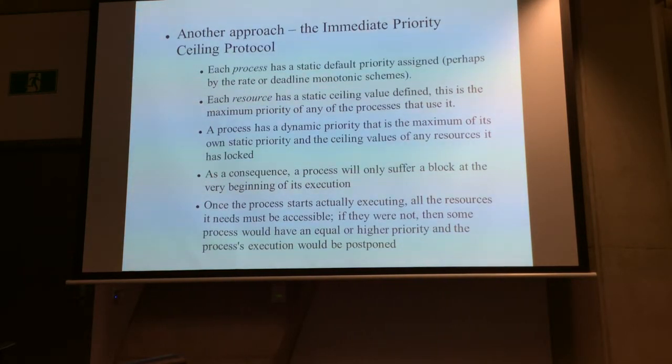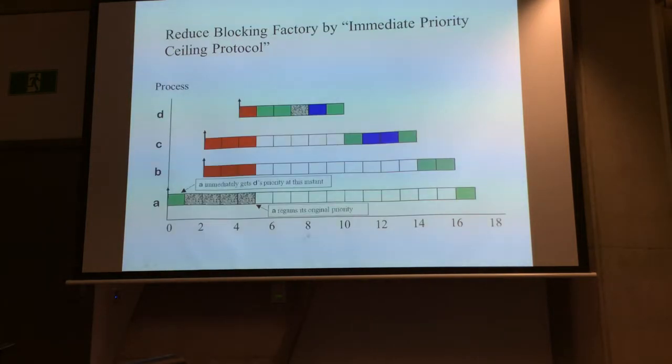And now, when a process locks that resource, as soon as it gets it, it immediately gets that high priority. It doesn't wait, as is the case for the inheritance protocol, until it starts doing blocking before its priority gets changed. It gets the new priority as soon as it accesses this shared resource. So low priority processes automatically get an immediately elevated priority. So that's how this one works.